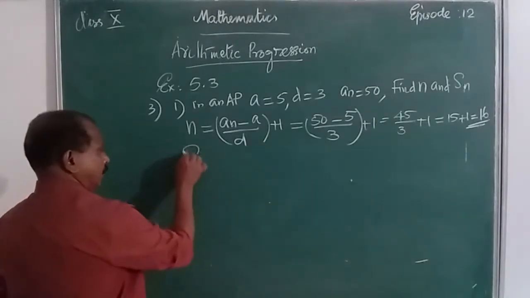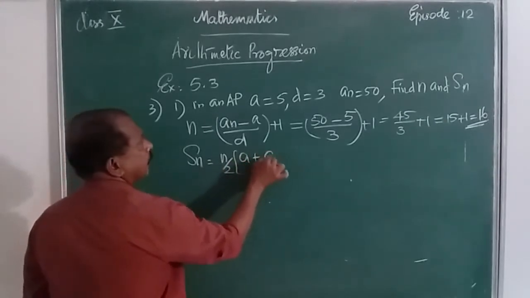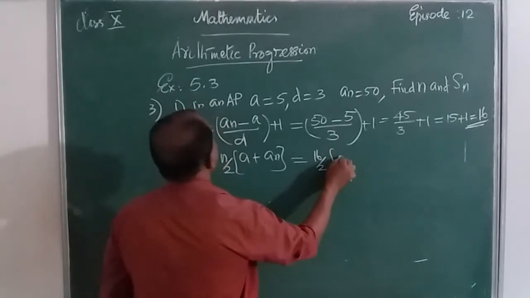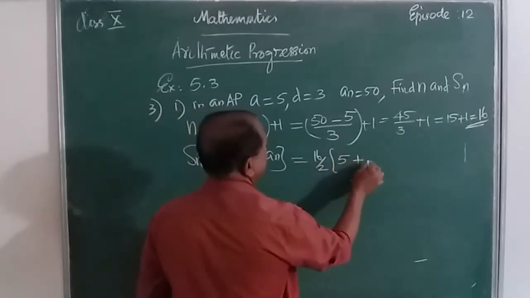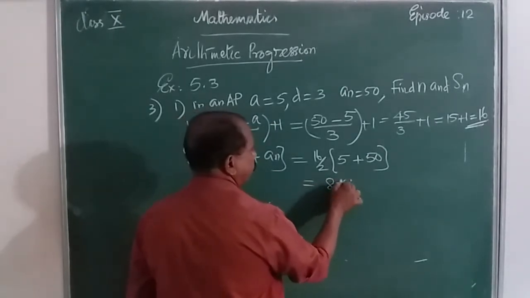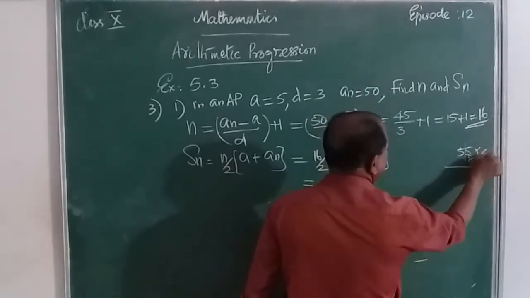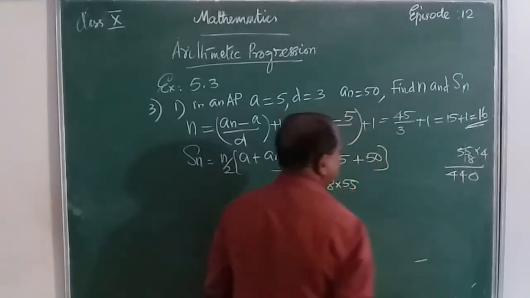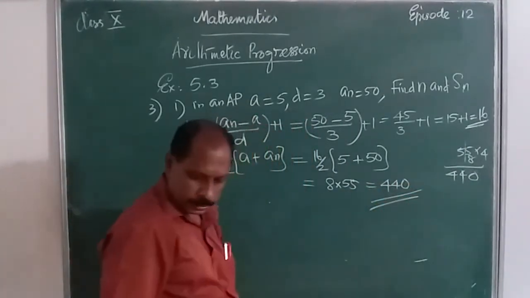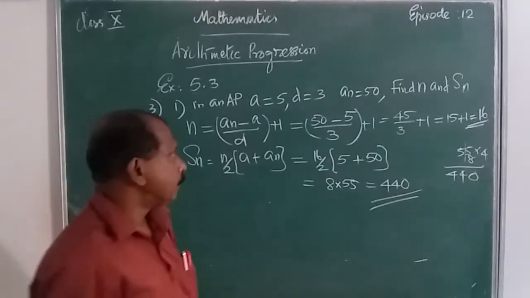Clear? The sum is equal to n by 2 into first term plus last term, that is n by 2 into (a plus an), is equal to 16 by 2 into (5 plus 50). 16 by 2 is 8, into 55. Then 55 into 8 is equal to 440. That is the sum of first 16 terms. Clear?